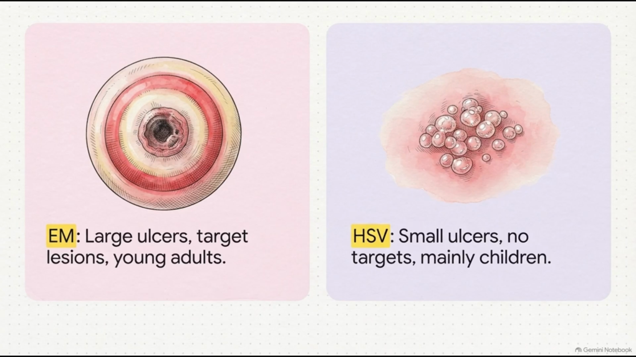EM typically strikes young adults, it presents with large ulcers, potential target skin lesions, and you manage it symptomatically or with steroids. Primary HSV, on the other hand, is mostly a childhood infection. It presents with smaller ulcers, standard non-target skin lesions, and is directly treated with antivirals like acyclovir. Make sure you keep this contrast sharp in your mind.